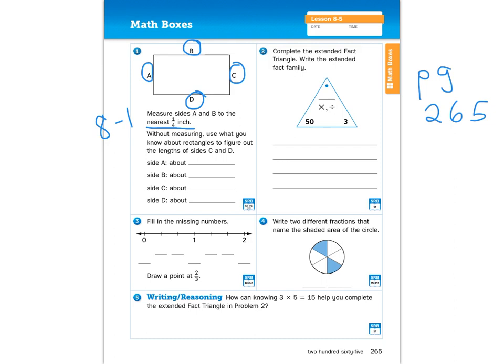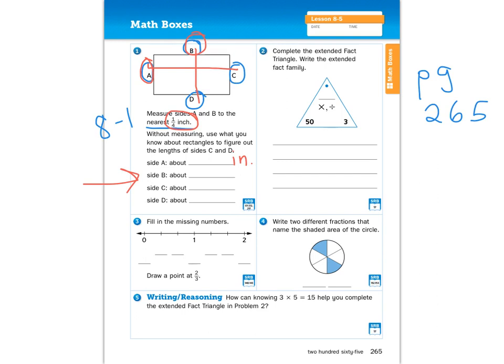So you are going to use a ruler on A and B, and you would easily be able to figure out, based on what B is, what D is, and what A is, what C is, without having to actually measure them again. Include the lengths down here, and remember we're doing to the nearest 1/4 inch, so we need to make sure that we have a unit of inches right here.